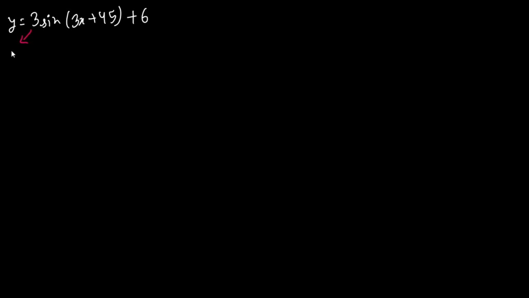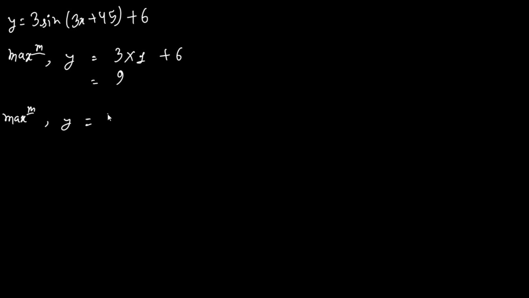Here our amplitude is 3, and the maximum value of sine (3x plus 45) is 1 and the minimum value is negative 1. So we know that our positive amplitude will be 3 and our negative amplitude will be minus 3. However, we have this vertical shift of plus 6. Therefore, the maximum point of the function is located at a times the maximum value of sine, which is 1, plus d, which is 6. So the maximum point is at y equals 9.